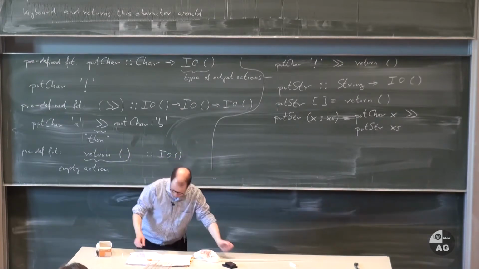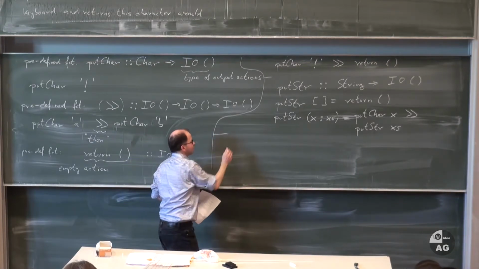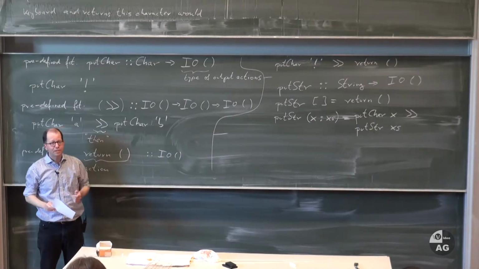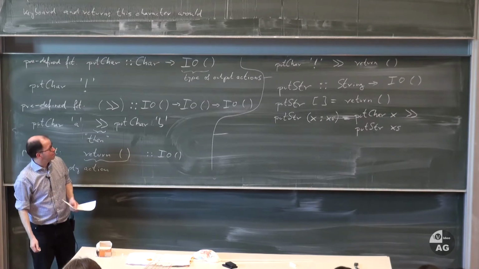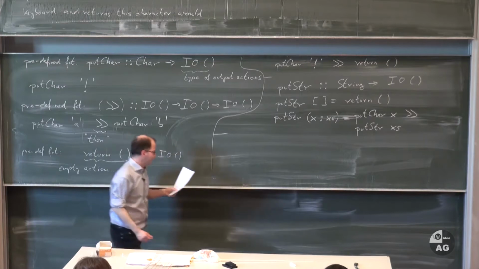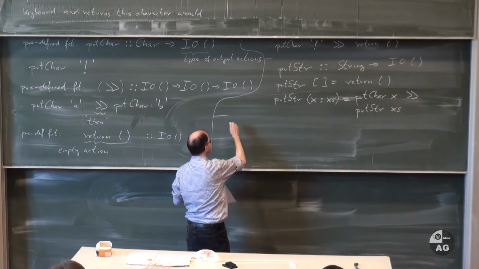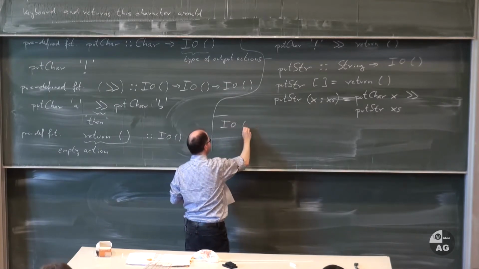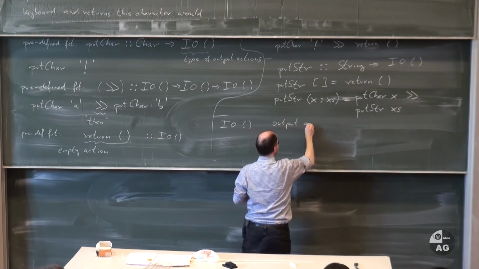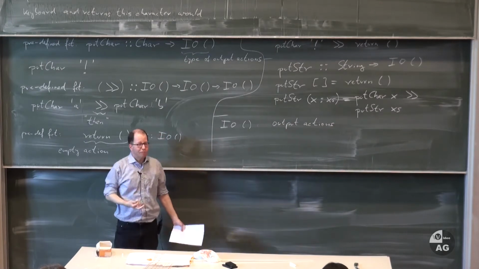Okay, now let's move on to input. So now we want to read something from the keyboard. We know how to print something to the screen. Now we want to read something. And, well, similar to the function put character, there's also a function get character. And the idea is that this IO empty tuple is the type of output actions. But if we want input actions, they also need to have some type.